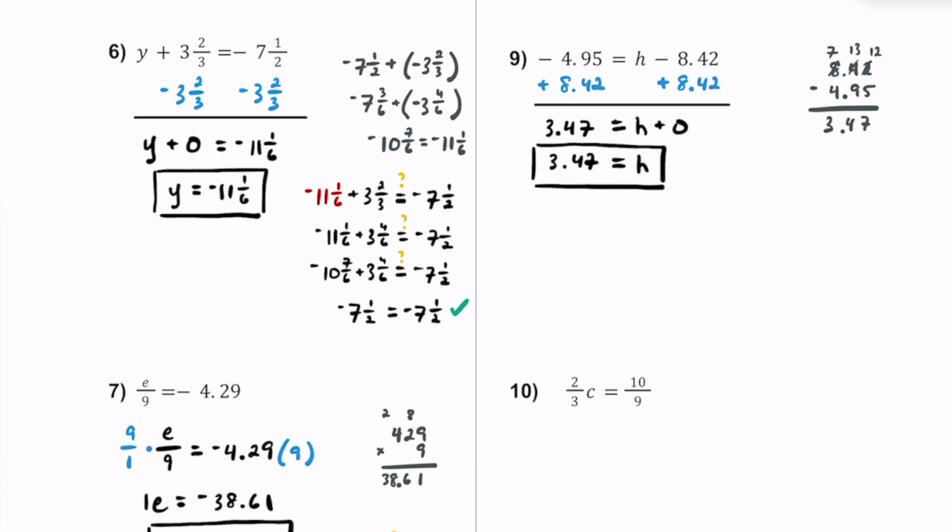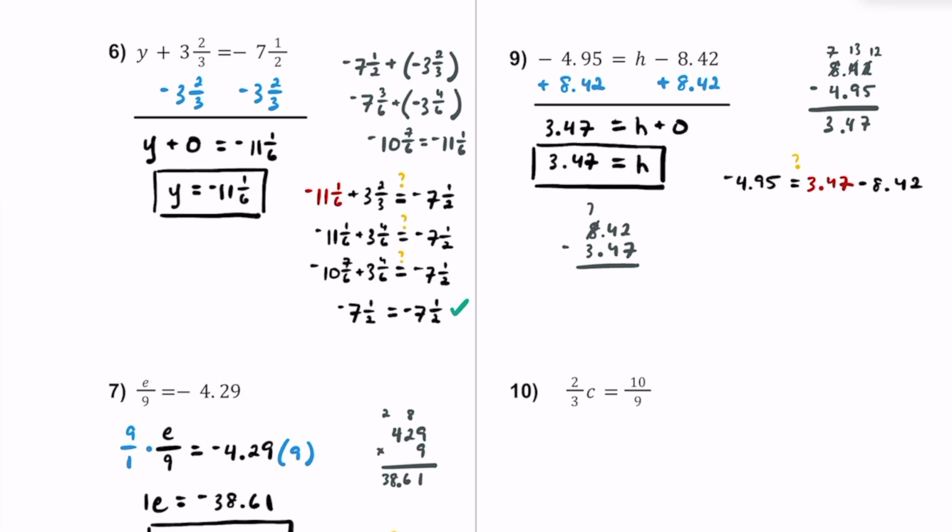So let's see, negative 4.95. Let's see if that's equal to this. We think it's 3.47. Let's go ahead and substitute in positive 3.47 and take away this 8.42. All right, so if we're going to do 3.47 minus 8.42, we can just take 8.42 and take away 3.47, and then make it negative afterwards, right?